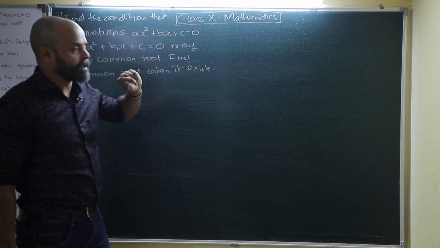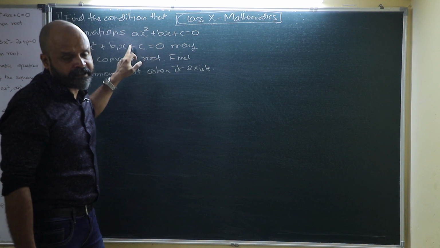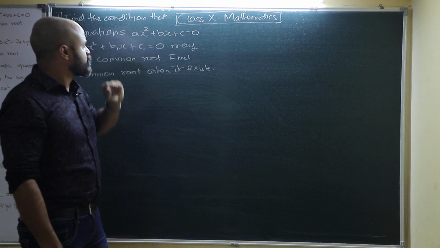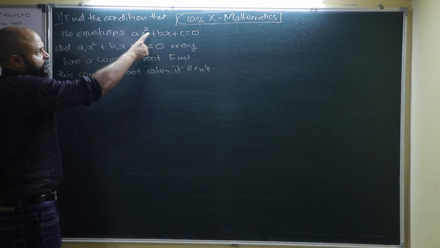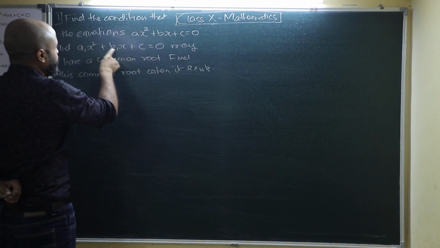So we will have two roots to it. Now what we need to find here is that there is a common root to both these equations. So let's get this started out here. Okay, so we have here ax square plus bx plus c is equal to 0 and a1x square.